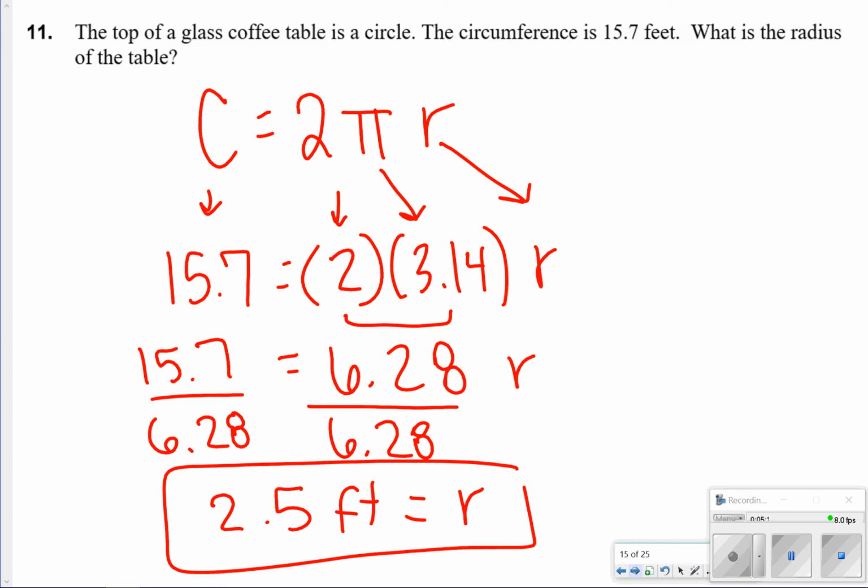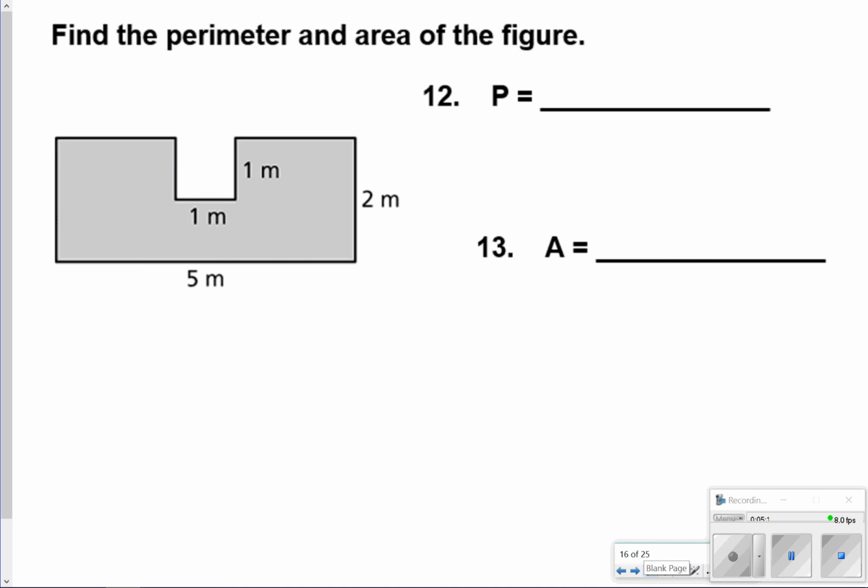Okay? Flipping over on the back, you have your composite figure. It might have helped you to go ahead and fill in all these numbers. So you have 1 meter here, 2 meters on the top here, and 2 meters on the bottom over here. Your perimeter, you're just going to be adding all the sides. 5 plus 2 plus 2 plus 1 plus 1 plus 1 plus 2 plus 2 is 16 meters.